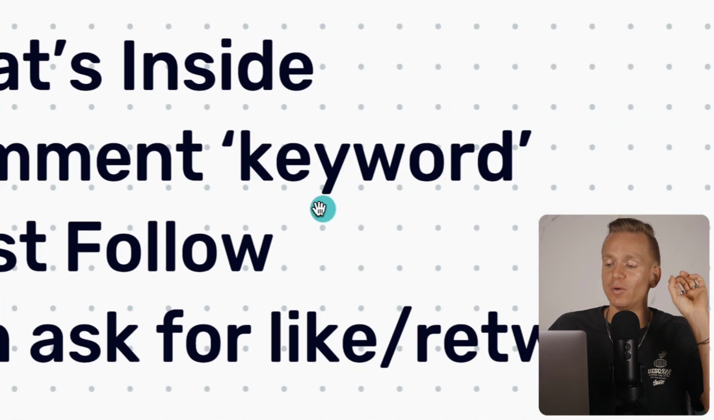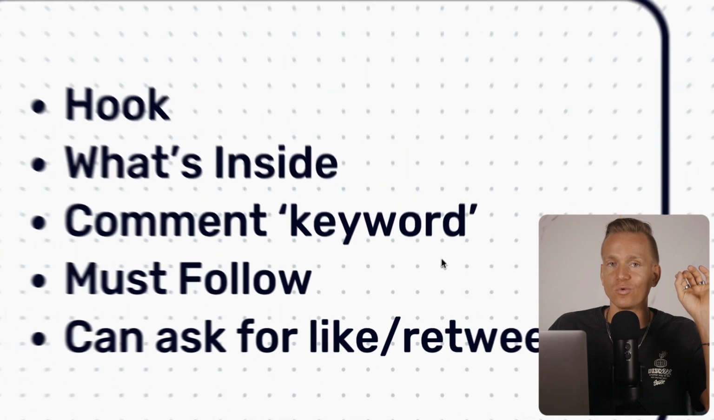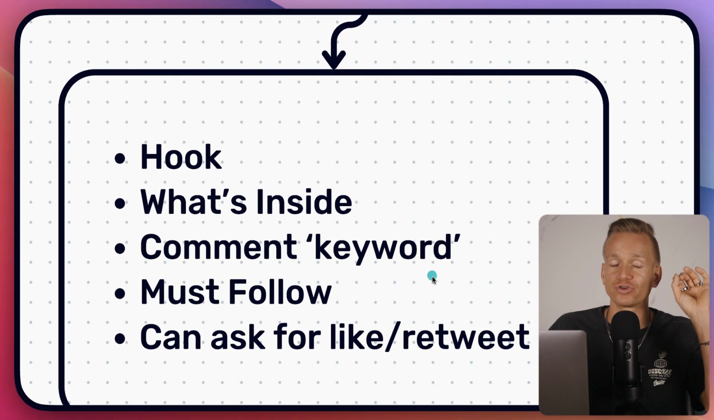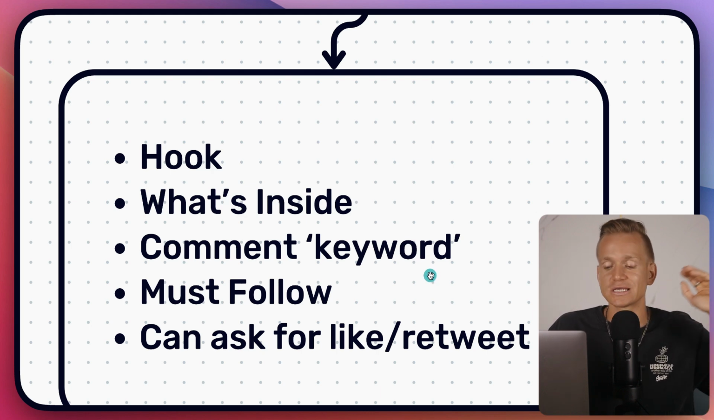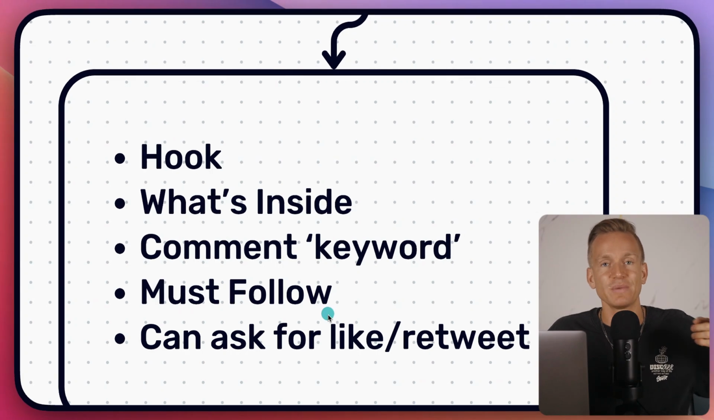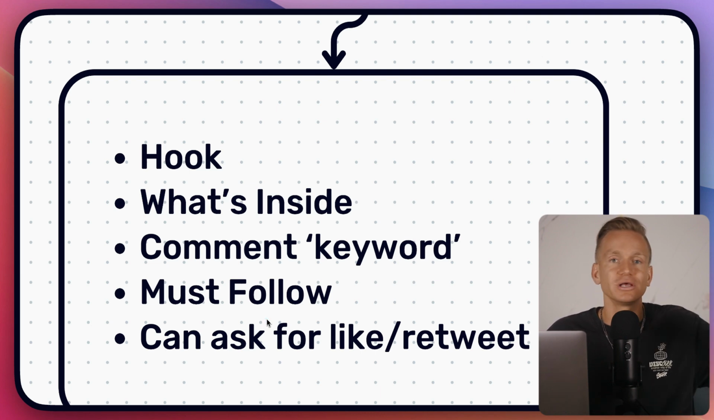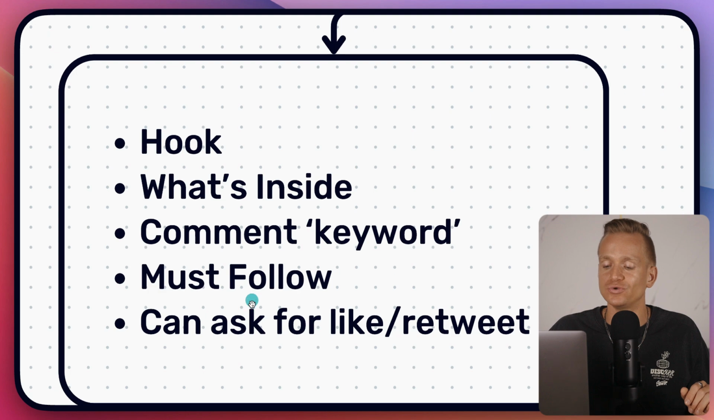You ask people to comment a specific keyword, and we're asking for this keyword because it's going to trigger an automation, so you don't need to do things manually and you can really scale this a lot. And you ask them to follow you as well, because you will send that lead magnet through DMs, so they need to be following you so that you can actually DM them. That also helps you grow your following, which later on you can convert into customers.